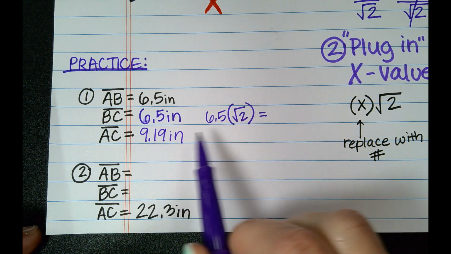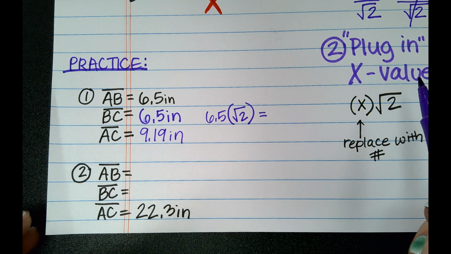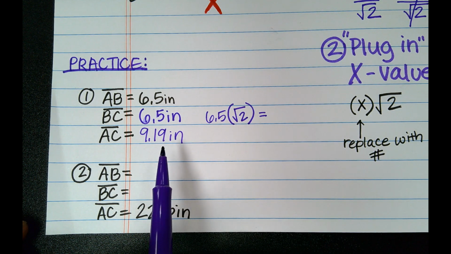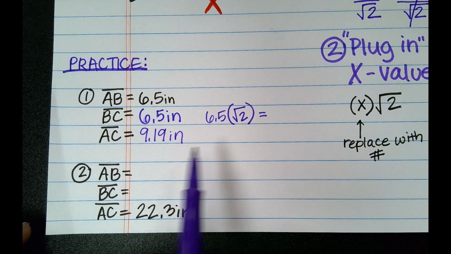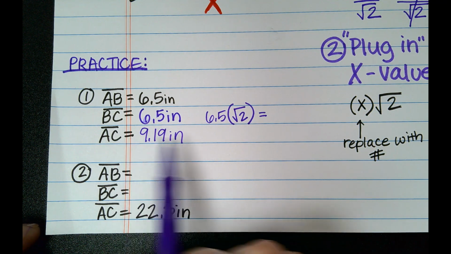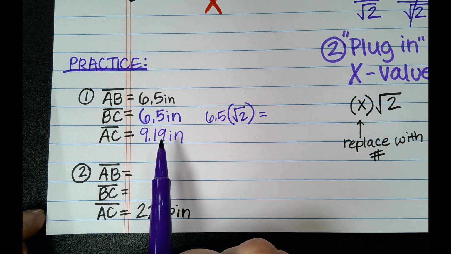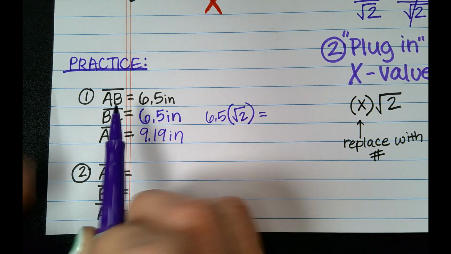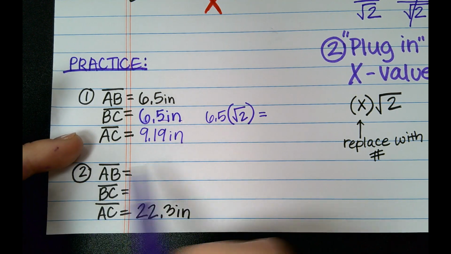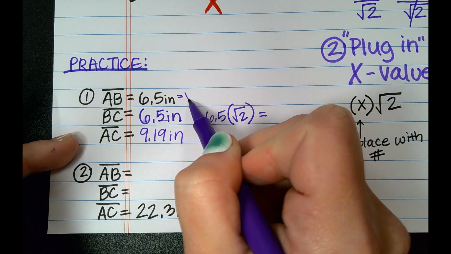Why did we do this? I saw lots of you got this answer, so lots of you did this. To solve for X? Did we solve for X here as AC X? Oh, X is already solved for. 6.5 is X, right? Yes.